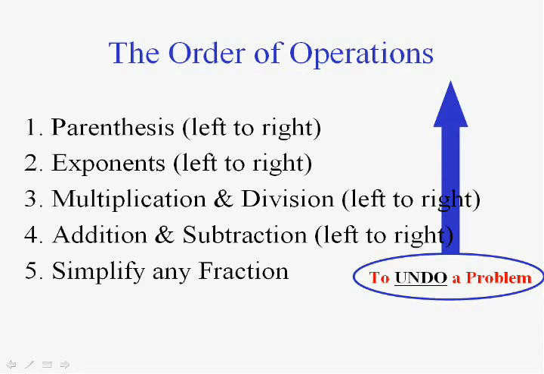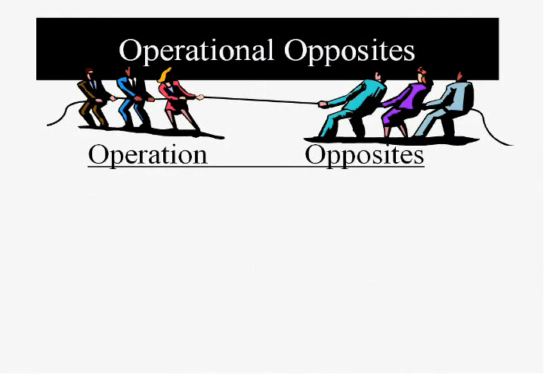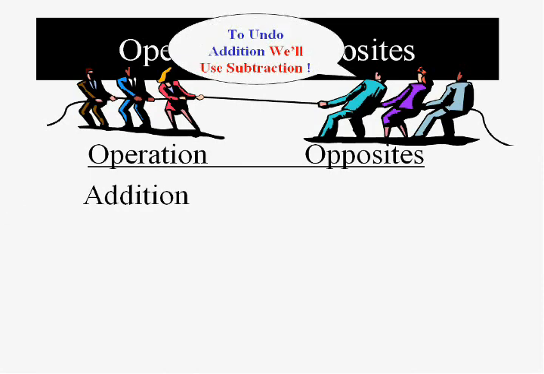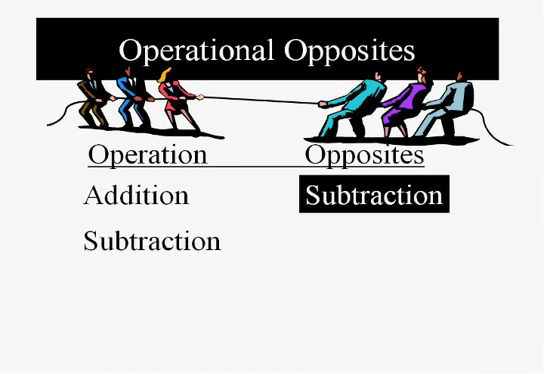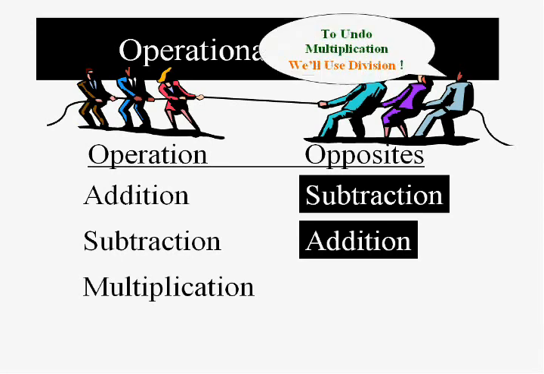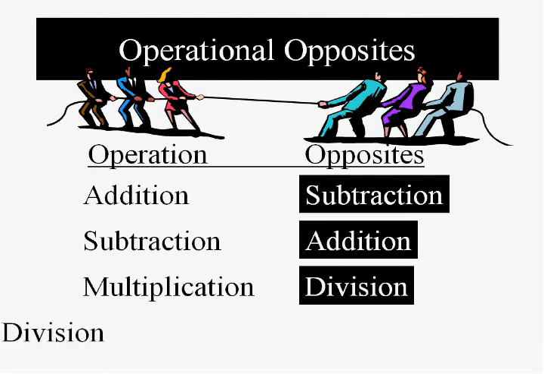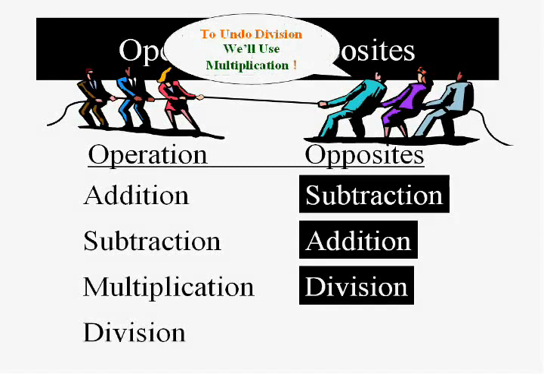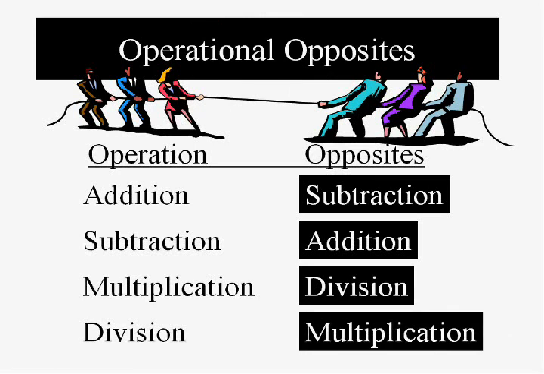Recall that we are trying to get the variable alone. So we're undoing various operations. Remember how to undo operations? The opposite of addition is subtraction. The opposite of subtraction, quite obviously, is addition. What about the others? The opposite of multiplication, even negative multiplication, is division. And the opposite of division, we'll see later, is multiplication.